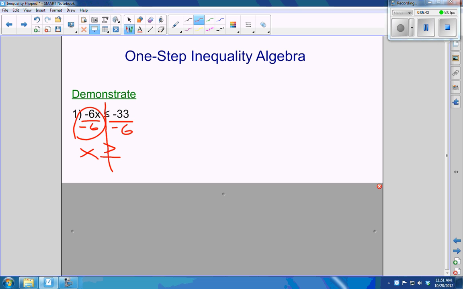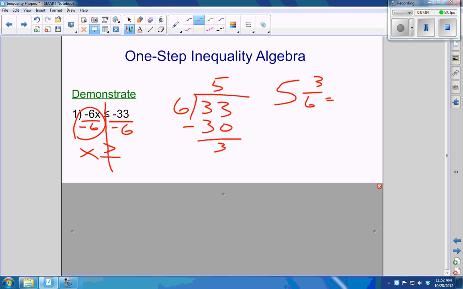I have x by itself, and then when I do 33 divided by 6, 6 goes into 33 5 times. That gives me 30, and I have a remainder of 3. So my fraction would be 5 and 3/6, which reduces to 5 and 1/2. X is greater than 5 and 1/2. Remember, only when you divide by a negative number you flip the sign. Generally, you will not.